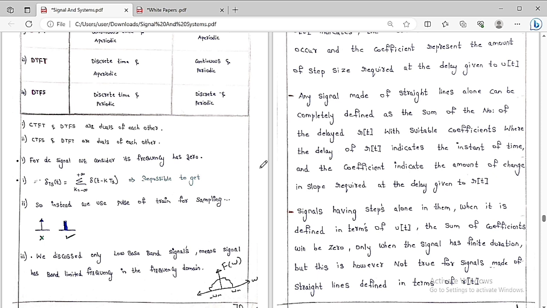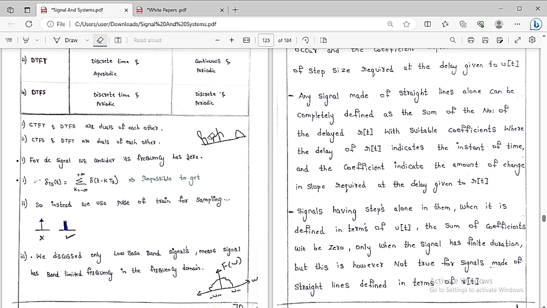There may be signals like this also. So like this one, like this one, like this one, something will be there. But these things we have not discussed. We have only discussed the low pass band signals, meaning the signal is defined only from 0 to omega m, but after that it is not defined. So we discussed only low pass band signals, meaning the signal has a band-limited frequency in it.